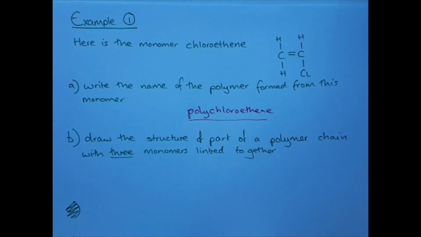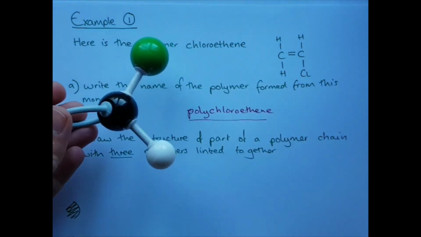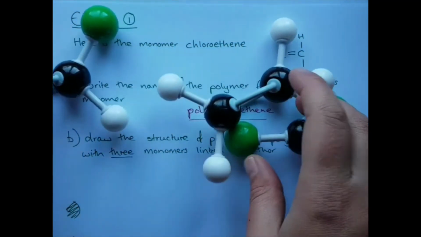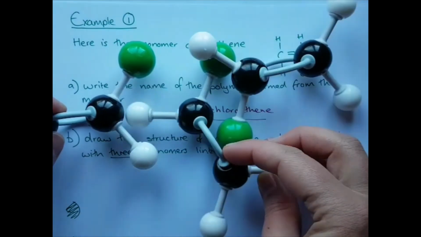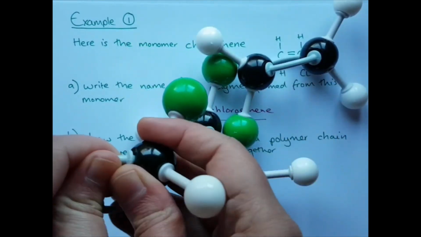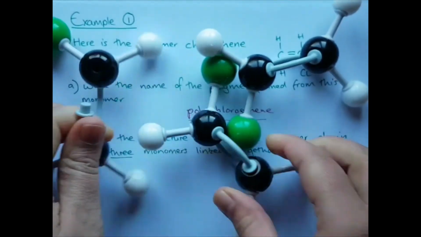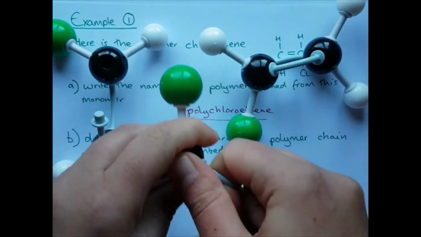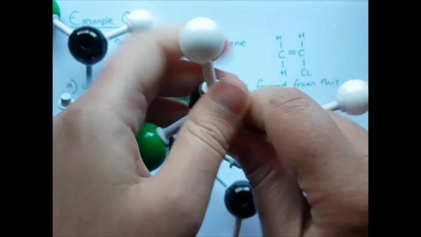The next thing that we're going to do is draw the structure of part of a polymer chain with 3 monomers linked together for chloroethene. So I thought I would just show you that with the models. So we've got our 3 monomers here, and all that's going to happen is the double bonds are going to break, and the monomers are going to link up. Oh, that one's broken already.